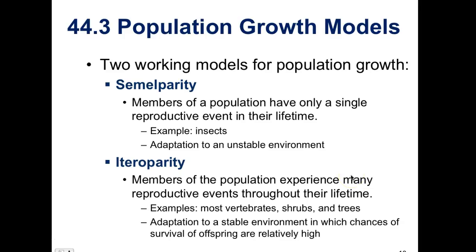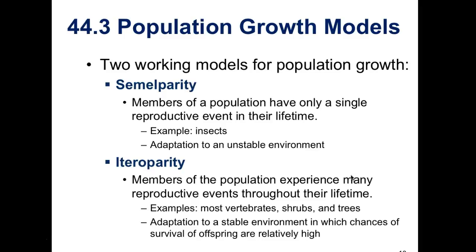There are two models for population growth. These necessarily aren't reproductive strategies. They are modes of reproduction for organisms. You have semiparity. Semiparity is when members of a population have only a single reproductive event in their lifetime. An example of this would be insects. A lot of insects have that one opportunity to reproduce, and after they reproduce, they die.